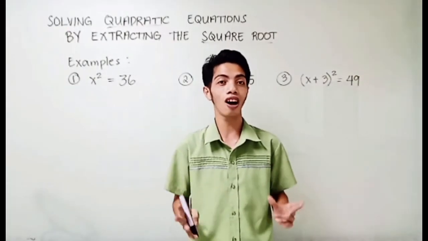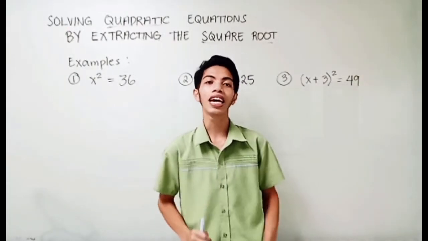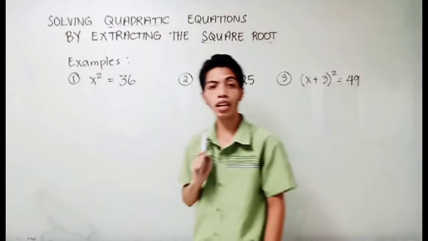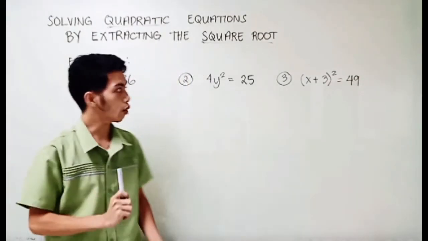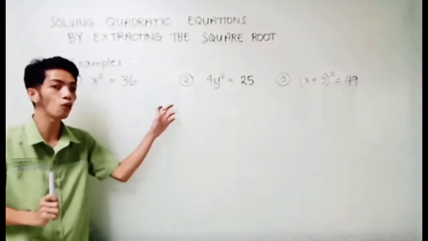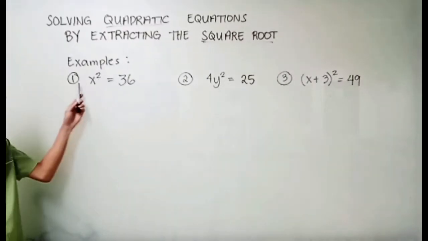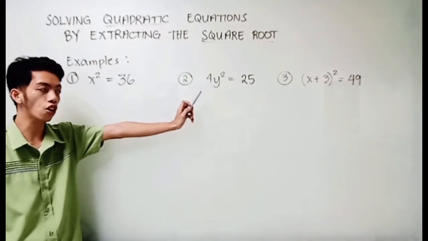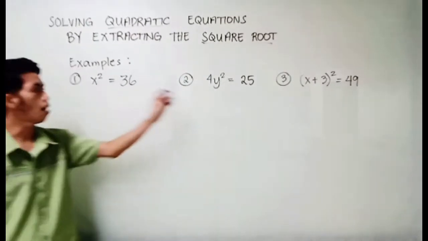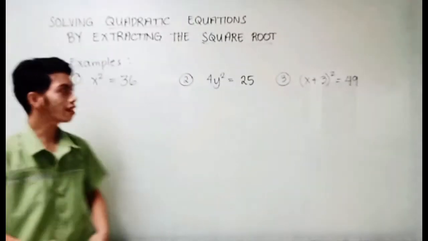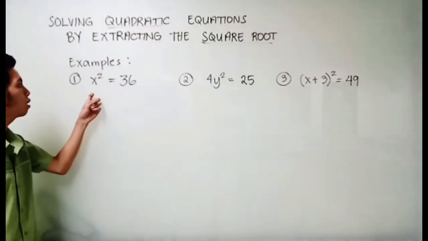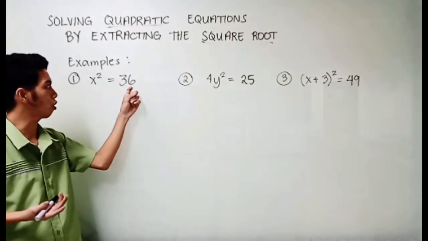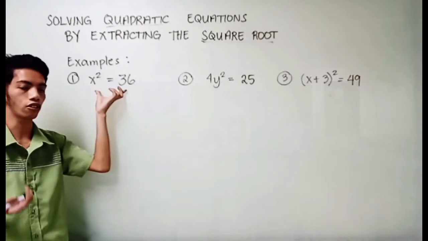Let us apply the concept of extracting the square root in finding the solution of a quadratic equation. Again, when we say quadratic equation, in equation we have the highest degree of exponent, which is 2. As you can see in these examples, these are quadratic equations because the highest degree of exponent is 2. Let's take a look at number 1. We have x squared is equal to 36. How to find the solution of x squared equals 36?